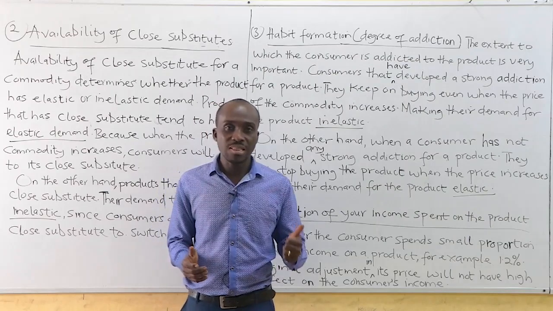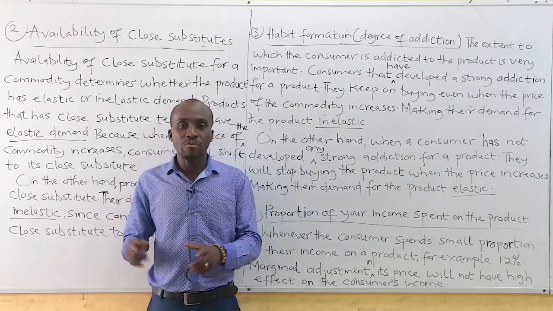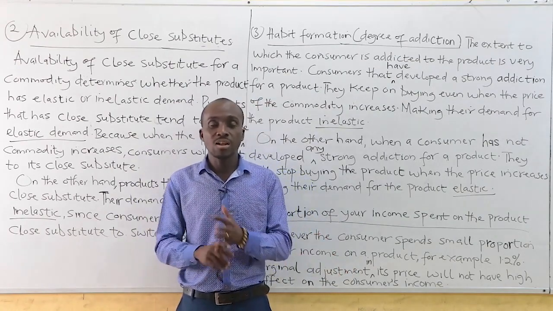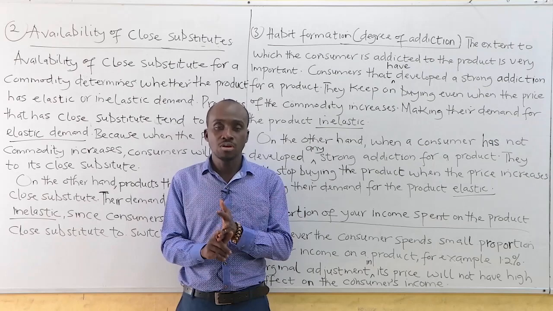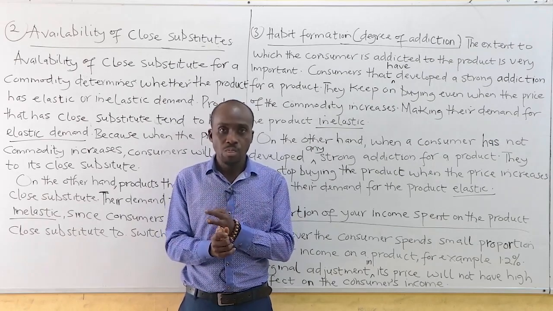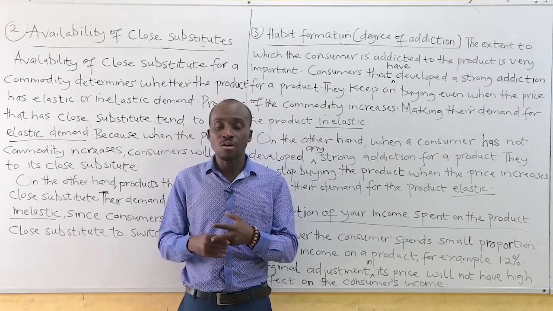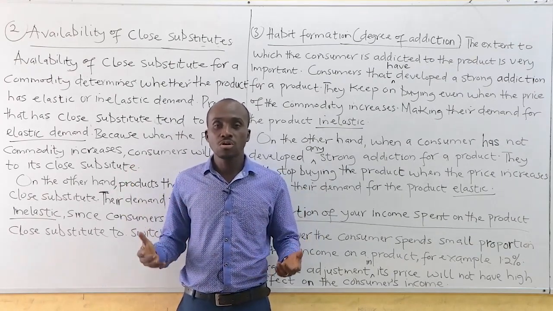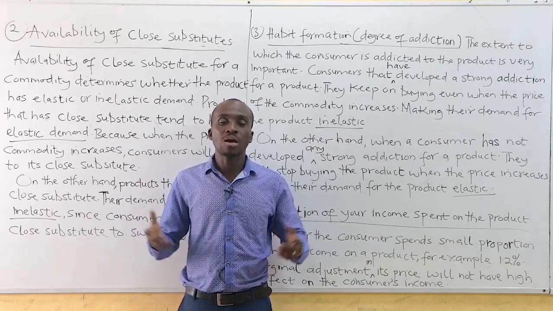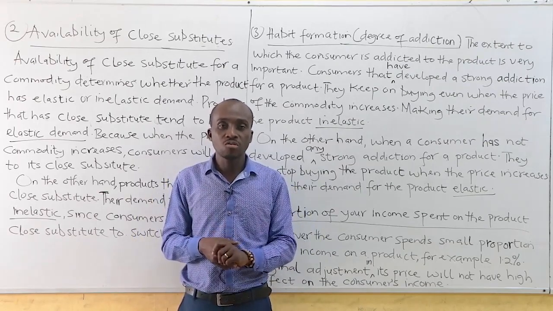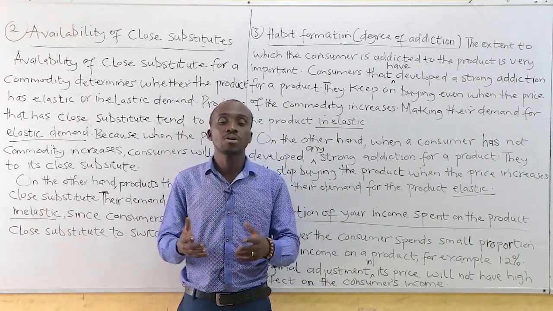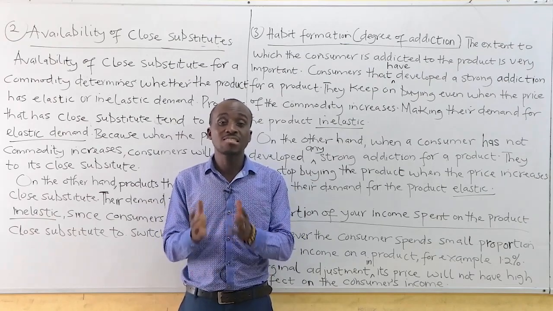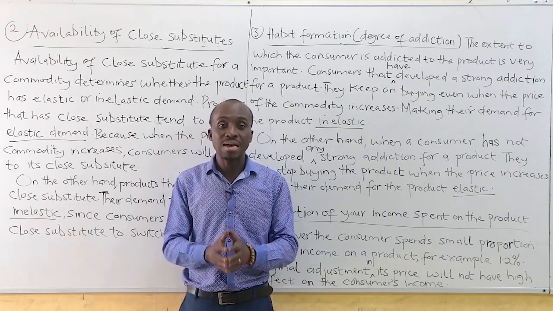The first factor that determines whether a product is elastic or inelastic, number one, is whether the commodity is a necessity or a luxury. When it's a necessity, you cannot do without it, like your clothing, like your food. If the clothing prices go up, you cannot say you will not wear clothing again, because you still have to wear clothing. So when the price goes up, you still demand the product. So your demand becomes inelastic. So for necessity goods, consumer demand is inelastic.